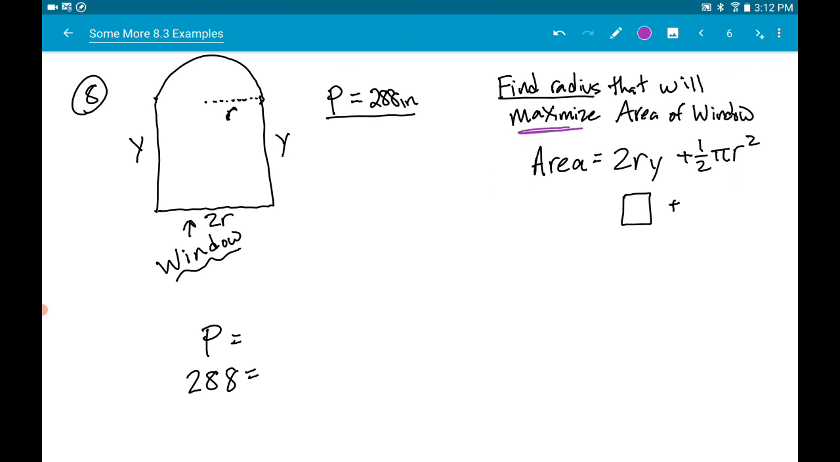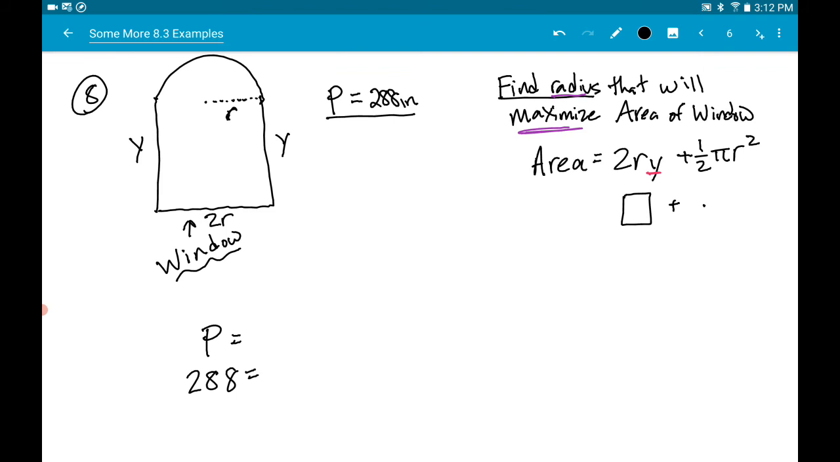But what I hope you see is we got too many variables. And I want r's, so r's are nice, but I have this y. And again, by now that should be kind of a thing that you can expect. That's where the perimeter equation is going to come in. I need to find a y equation.